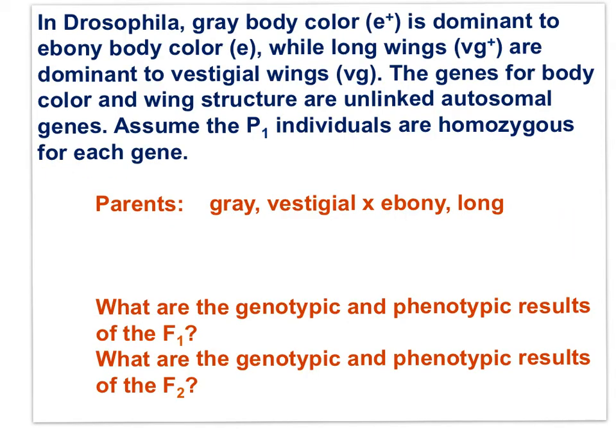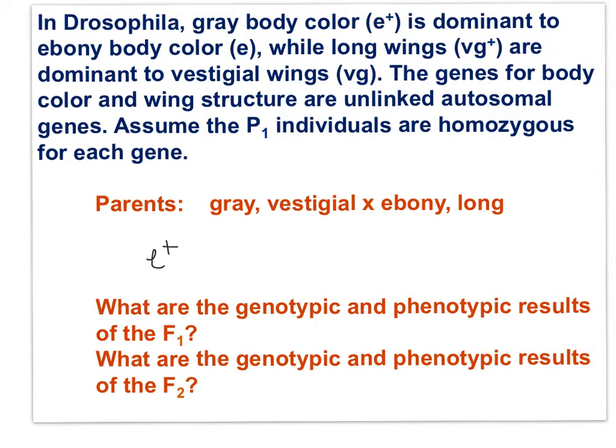So here's a two-gene cross with an eye towards practicing the dihybrid cross. In Drosophila, gray body color is dominant to ebony body color, while long wings are dominant to vestigial wings. The genes for body color and wing structure are unlinked autosomal genes. Assume the parent individuals are homozygous for each gene. So the parent cross looks like this.